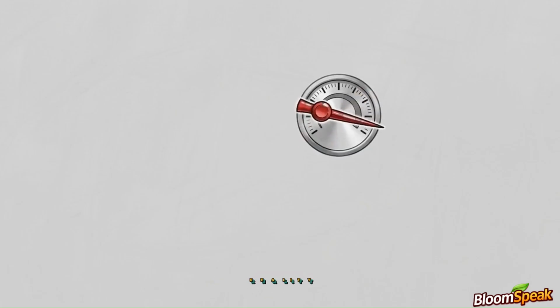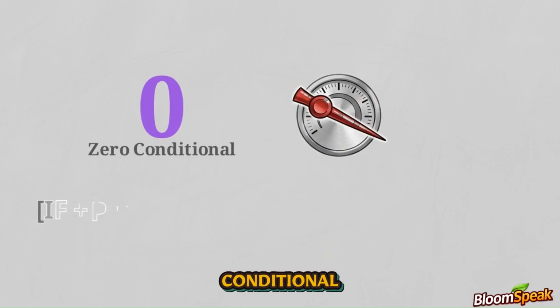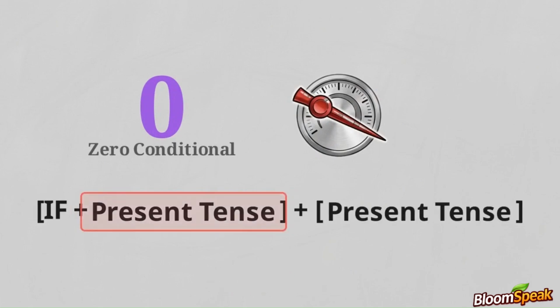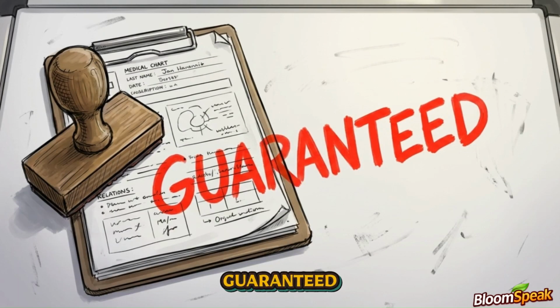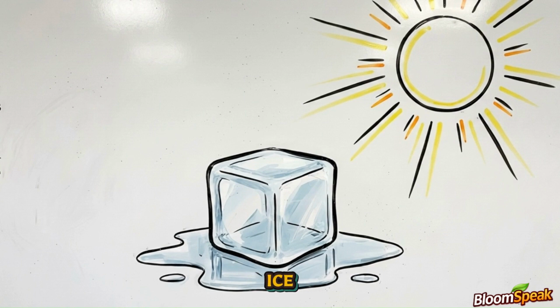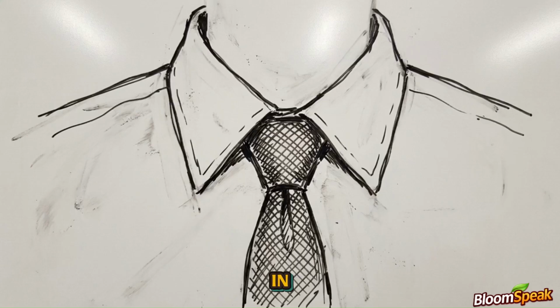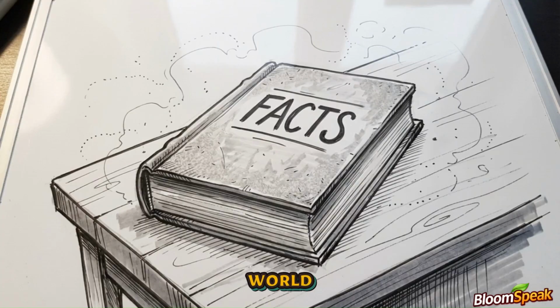At 100% reality, we have the zero conditional. This is our baseline. If I get sick, I go to the doctor. Since both verbs are in the present tense, we are describing a habit or a scientific truth. This result is guaranteed every single time the condition is met. It's the same as saying, if you put ice in the sun, it melts. In this mode, there is no imagination required. You are stating a fact about how the world works.